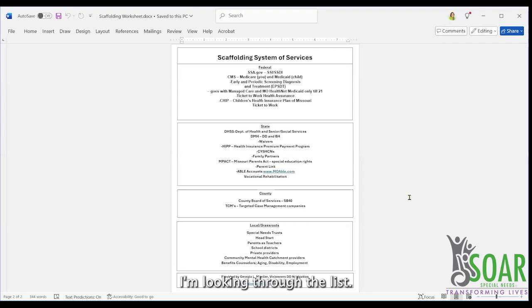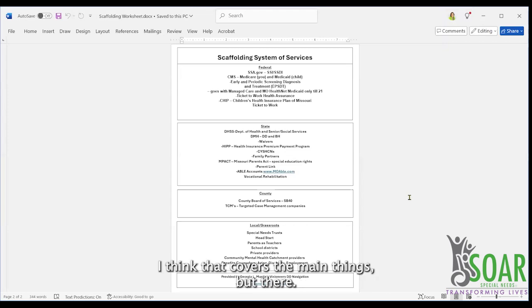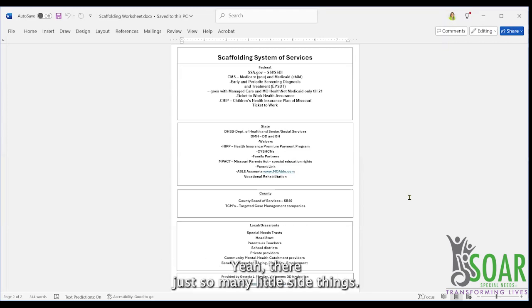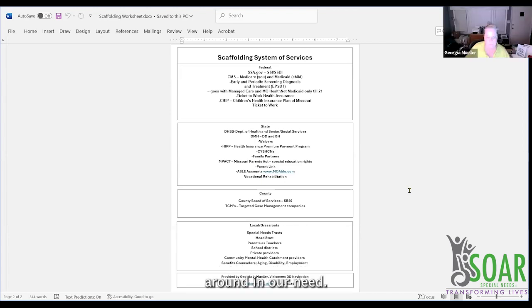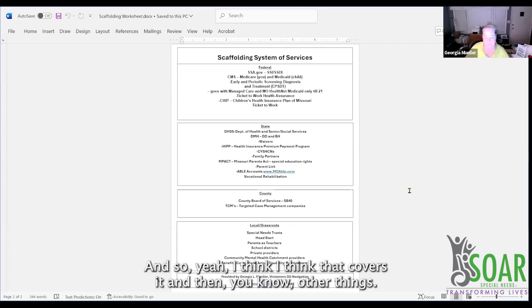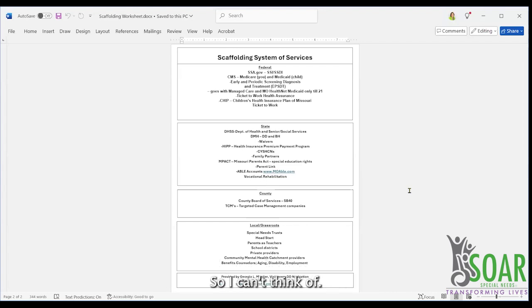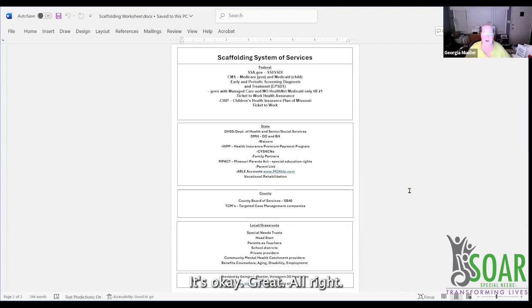Looking through the list, I think that covers the main things, but there are just so many little side things that sometimes pop up. I'm looking at the list and recognizing we're thinking about... oh, I don't see SNAP on there. We're thinking about getting our SNAP as soon as things kind of round out and are needed. So yeah, I think that covers it, and then other things that I can't think of. It's okay.